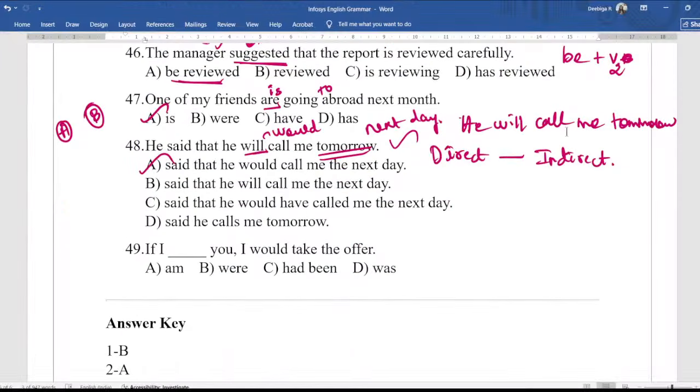Okay. If dash you, I would take the offer. You might think you have to use was here, but no. This is one of the cases of if clause, if conditions. If I were you, I would take the offer. The correct answer is were. This is a rule that you have to remember.